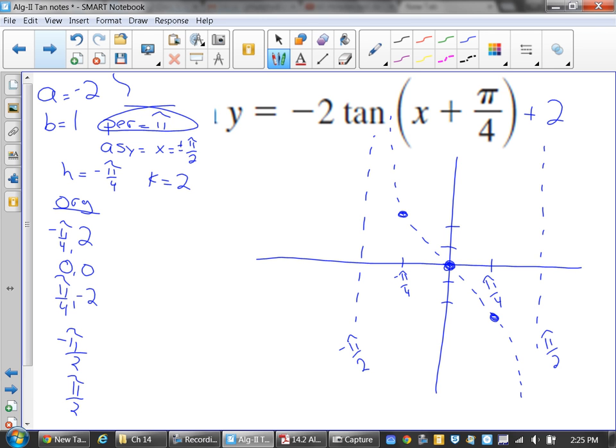Just like yesterday, I had you guys list out your 5 ordered pairs. So you had 5 ordered pairs to shift. 3 ordered pairs, 2 asymptotes.